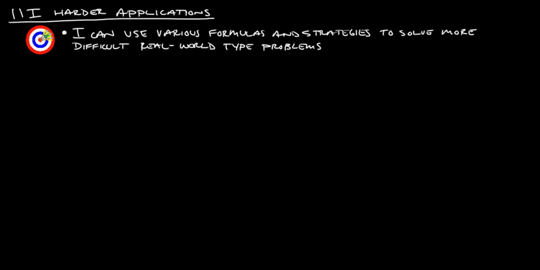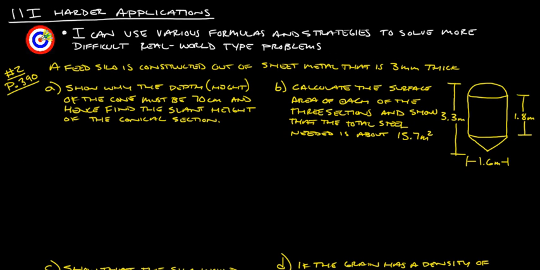And I'm going to show you just one example, but it pretty much puts together this entire chapter with a whole bunch of different questions on the same piece here. So this is example 2. This is actually number 2 from page 390 because they didn't actually give us any examples to go through. So this is number 2 from the book assignment anyway. And it says a feed silo is constructed out of sheet metal that's 3 millimeters thick. And it says show why the depth, or the height in this case, of the cone must be 70 centimeters, and then find the slant height of the conical section. Conical section just means this here, the cone piece of this silo.